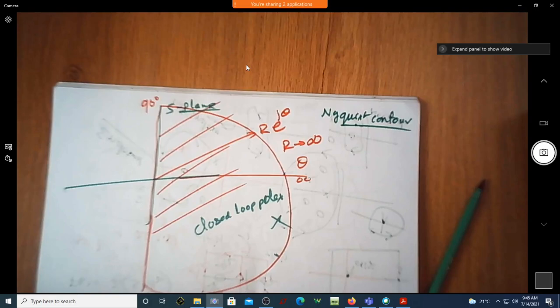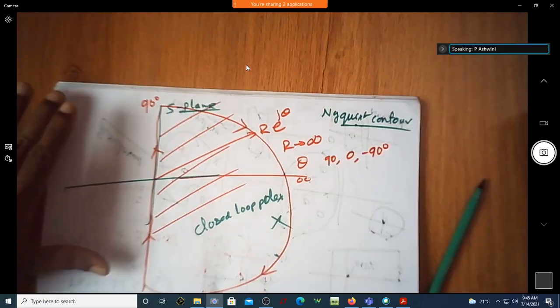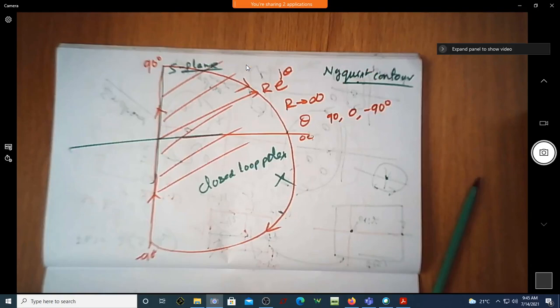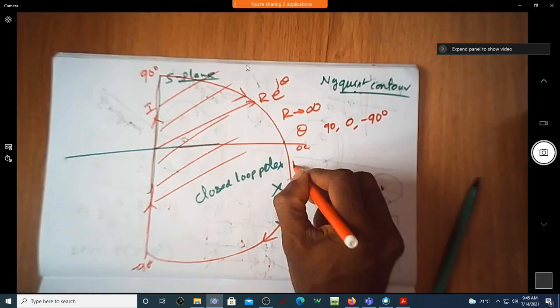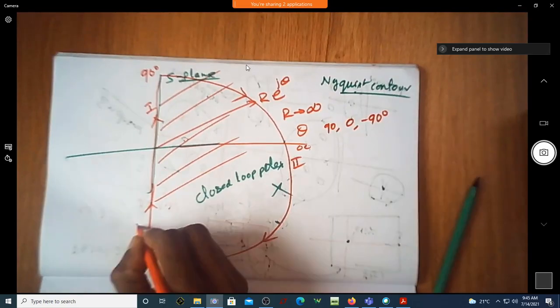Yes, sir. So this contour, of course, was a very random contour. We wrote a very random contour. Now it's a bit structured contour. So shall I divide this entire contour into three segments? This is the first segment, second segment, and third segment.